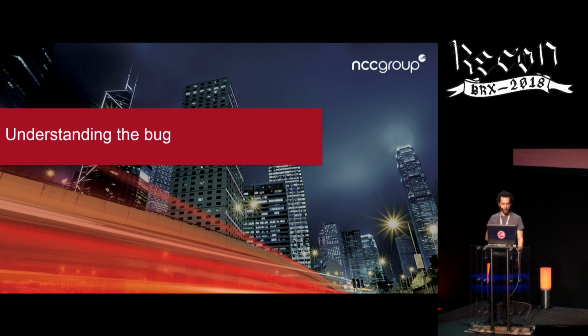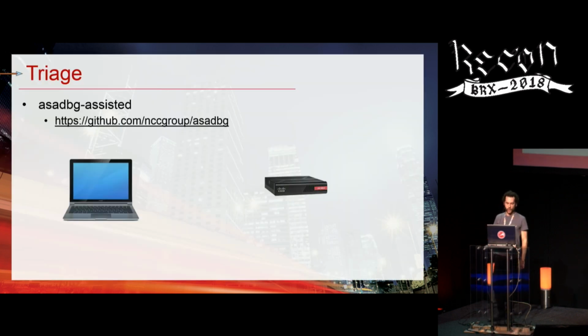So let's understand. For now, we know we have sent some XML, but the problem is we have 2,000 crashes, and we want to know if they are the same, and we want to know what the bug is. So we've leveraged a tool that we've developed called ASA DBG. It's basically a wrapper on top of GDB that you can use to debug an ASA, and it allows you to sync GDB and IDA using a really good tool called RedSync, developed by Alex Gaze.